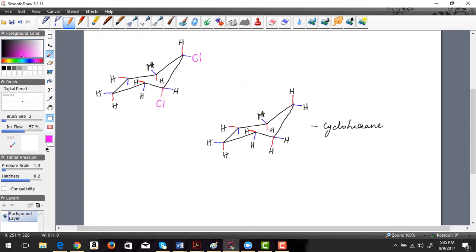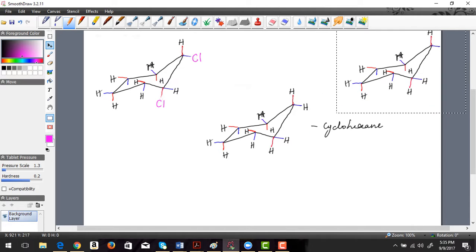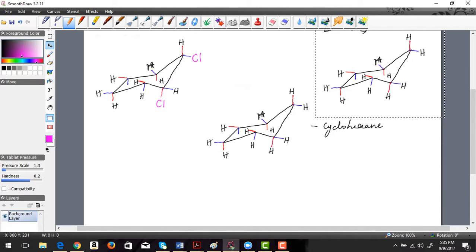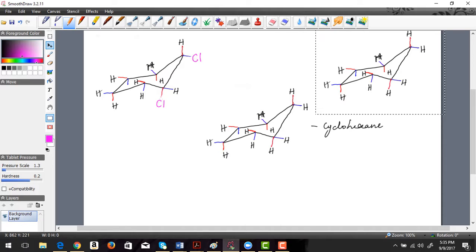Now this is not a plain cyclohexane. I'm going to copy this molecule one more time so I can put this over here, and I'm going to do the same.